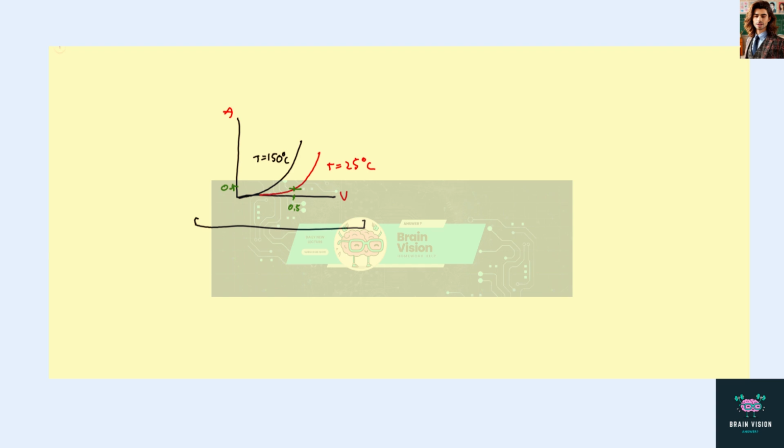The question asks, what happens if this voltage stays the same, but the temperature increases? So we go from T25 up to T150, but we stay at the same voltage. So if we just draw a line up until we intersect the other line, right here, that tells us what's going to happen to the current.